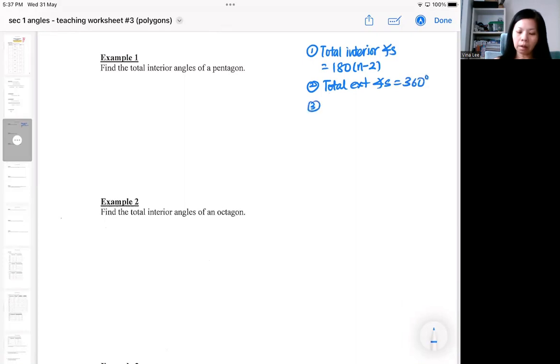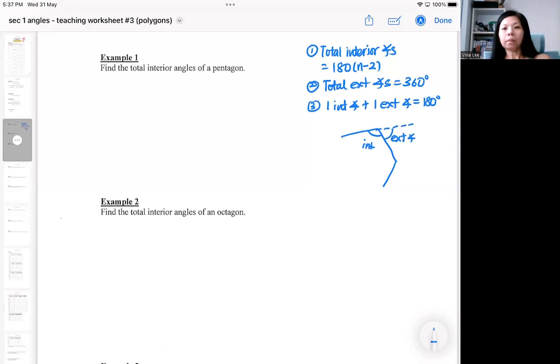And every interior angle plus its exterior angle will always be 180. I mentioned before, if you've got a polygon, this is the interior angle, and it will form a straight horizontal line with the exterior angle. So these are the things that I emphasize: interior and exterior will add up to 180, not 360.